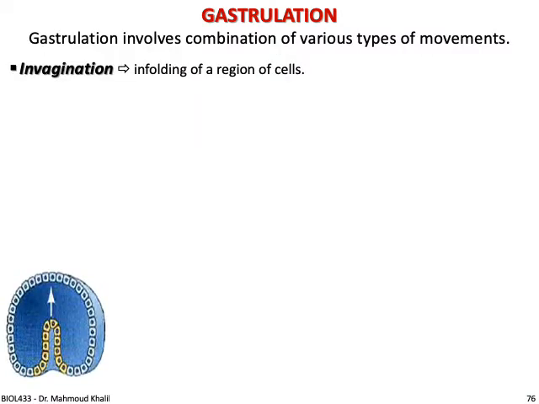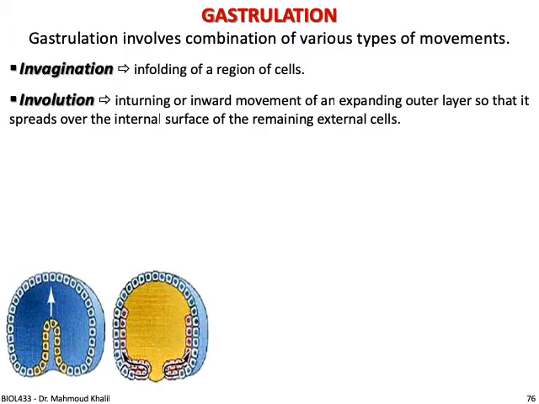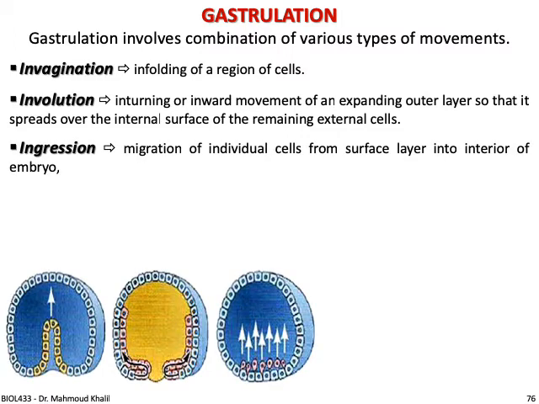Going through the process of gastrulation, there are five different mechanisms that gastrulation can use. The first one is invagination, which is the infolding of a region of cells inward, as the figure shows. The second one is involution, in which there is inward movement of an expanding outer layer so that they spread over the internal surface of the remaining external cells. The next method is ingression. It's a migration of individual cells from the surface layer into the interior of the embryo.